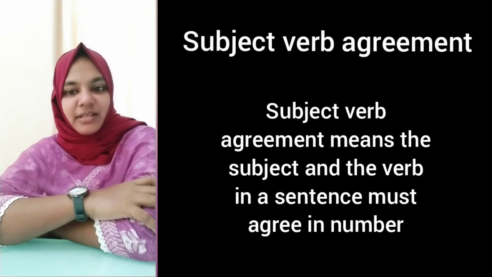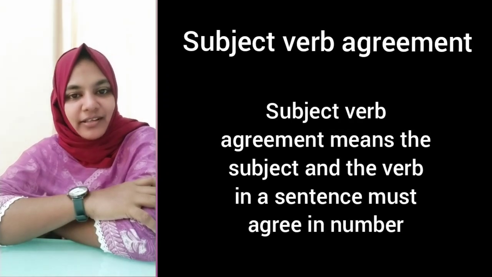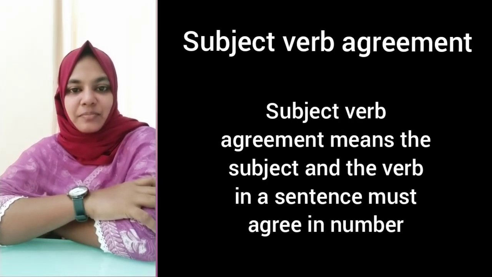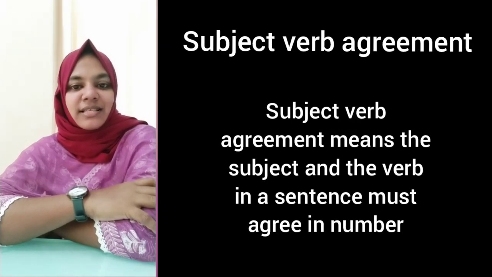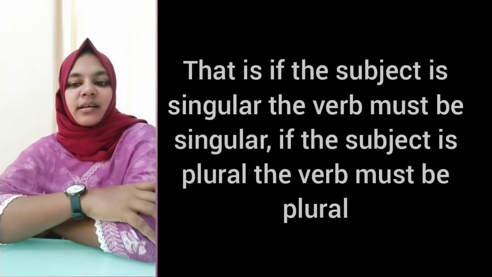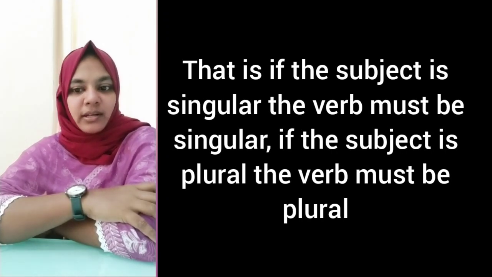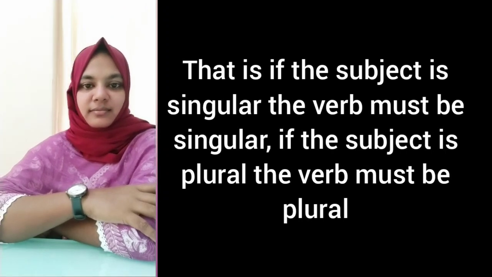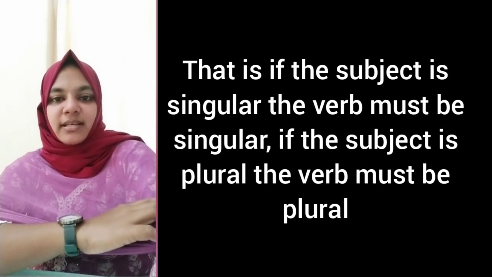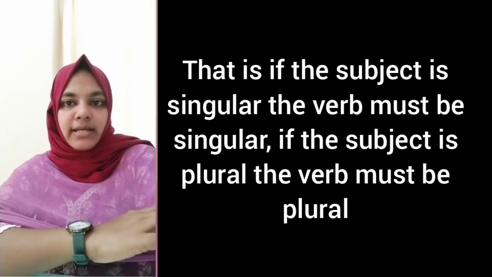Subject-verb agreement means the subject and the verb in a sentence must agree in number. That is, if the subject is singular, the verb must be singular, and if the subject is plural, the verb must be plural. The common mistakes in this session are as follows. Let us discuss them through examples.